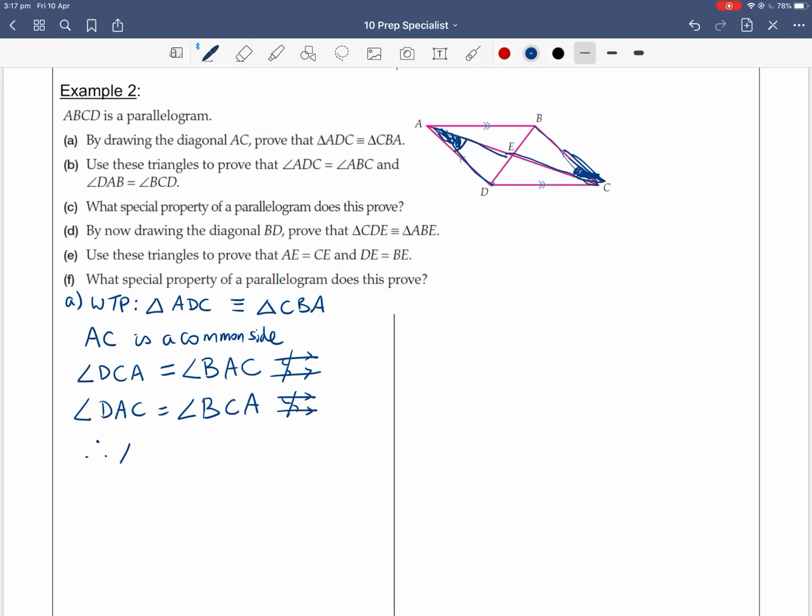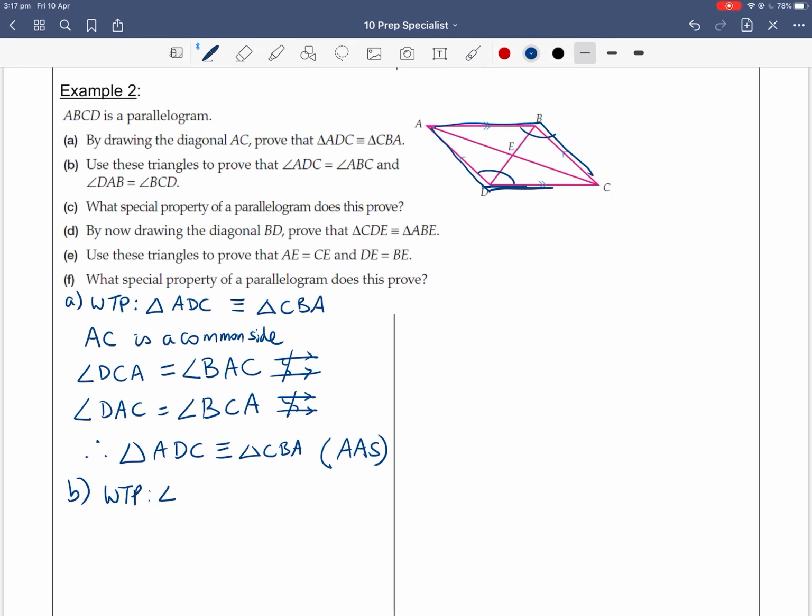So therefore, we can justify that triangle ADC is congruent to triangle CBA. Why? Because of angle, angle, side. So that's part A done. Part B says, use these triangles to prove that angle ADC, so ADC is this one, is equal to ABC, which is that one there. So that's part 1 of part B.